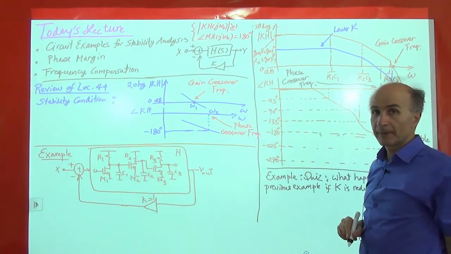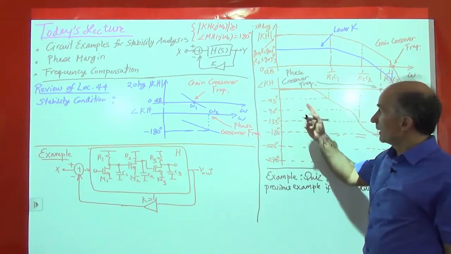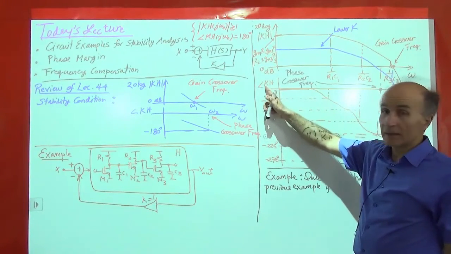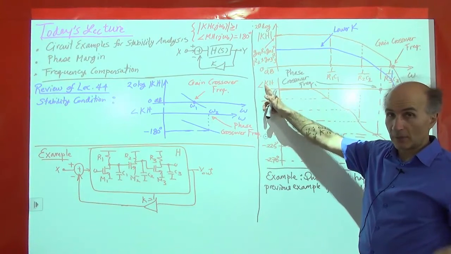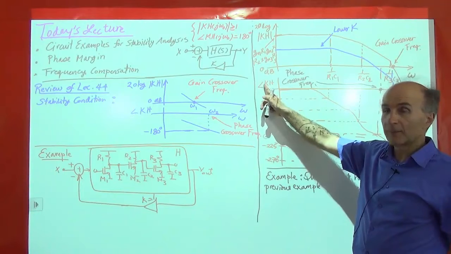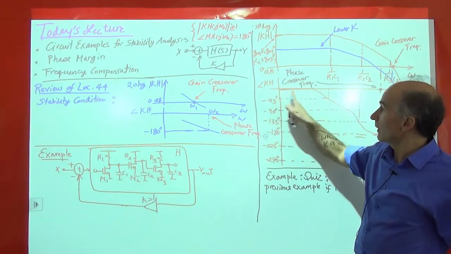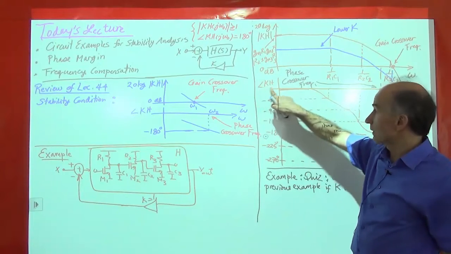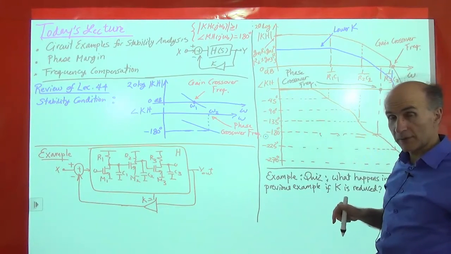Okay? All right. What happens to the phase plot? Nothing, because k doesn't have any phase contribution anyway. Remember, we talked about this. We said k is just like a resistor or something. So the phase that we are plotting here is really that of H. K doesn't have any phase shift. So this phase plot does not change.